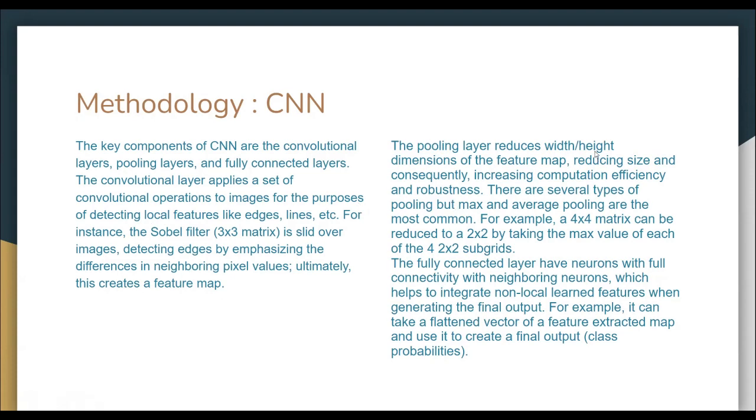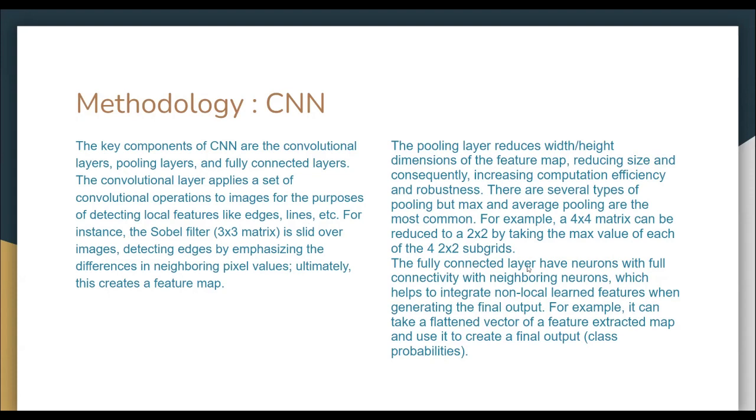The pooling layer reduces the width and height dimensions of the feature map, reducing size and consequently increasing computation efficiency and robustness. There are several types of pooling, but max and average pooling are the most common. For example, a 4x4 matrix can be effectively reduced to a 2x2 by taking the max value of each of the four 2x2 subgrids. So the 4 up here, the 4 up here, 4 up here, 4 down here, and the 4 down here. Just taking the max of those and making it into a 2x2.